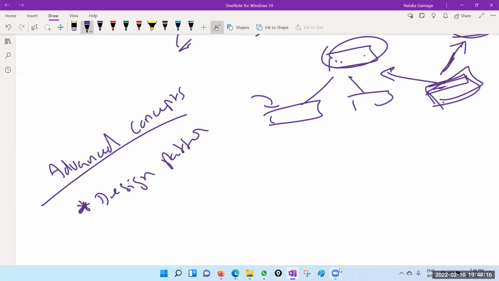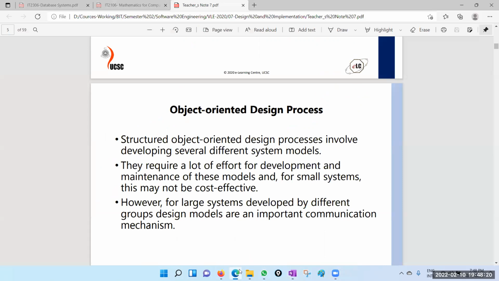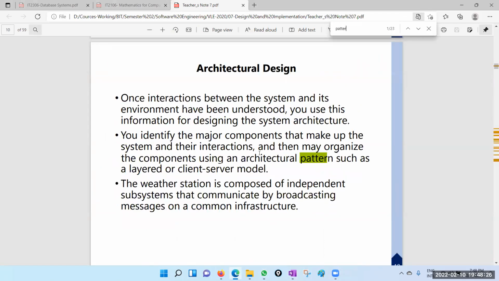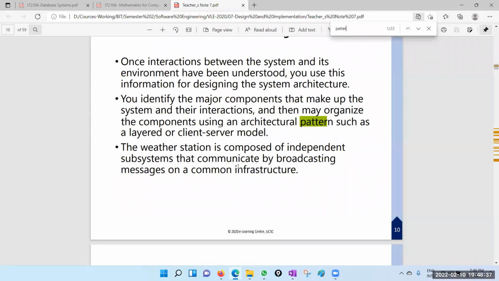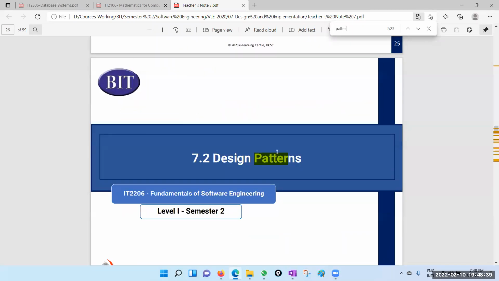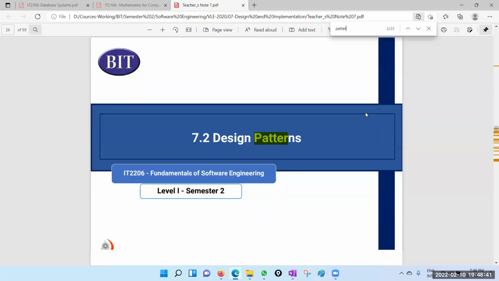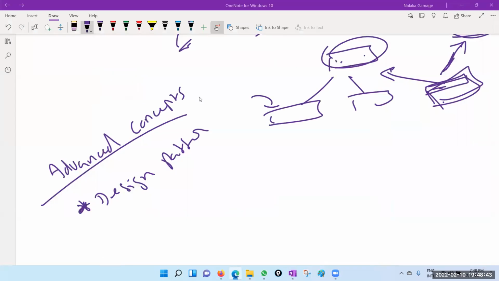Let me see whether they are mentioning the design patterns in your notes. Let's see whether they are mentioning design patterns. At least mention. You can see architectural patterns such as the publish-subscribe pattern. Right, weather station is a component of, right. So this is another pattern, the observer pattern. You can see design patterns are there, right? So those are advanced things.